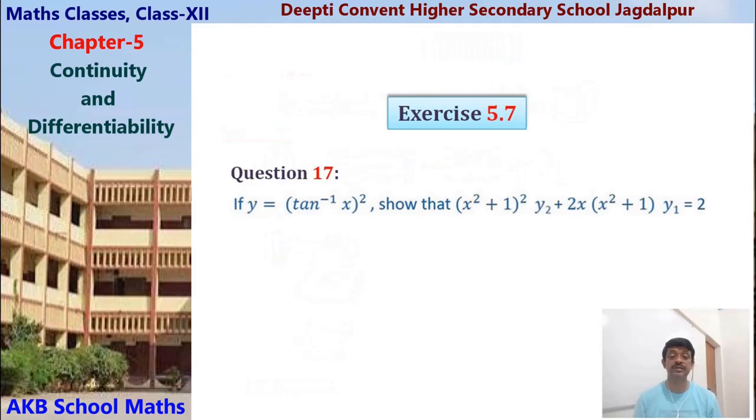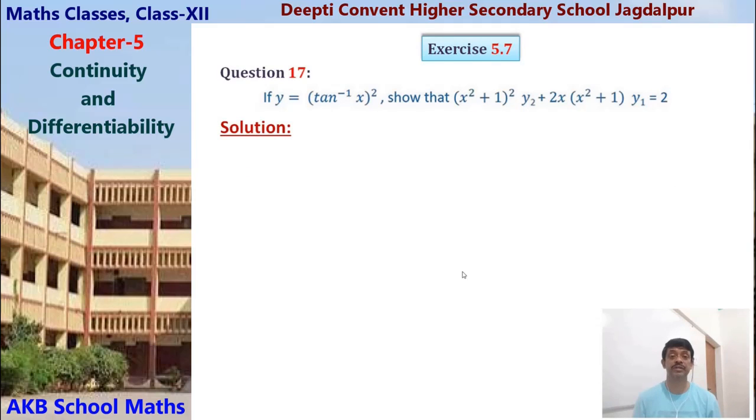Now take question 17. Here important questions. If y equals tan inverse x, then show that (x square plus 1) square y2 plus 2x (x square plus 1) y1 equals 2. Here you can find y1 and y2, put them on the left hand side and get the right hand side as 2. This is one method, and another method is to substitute values in between and get this type of relation. Y2 means d2y upon dx square, y1 means dy by dx. Okay, so let us solve it.